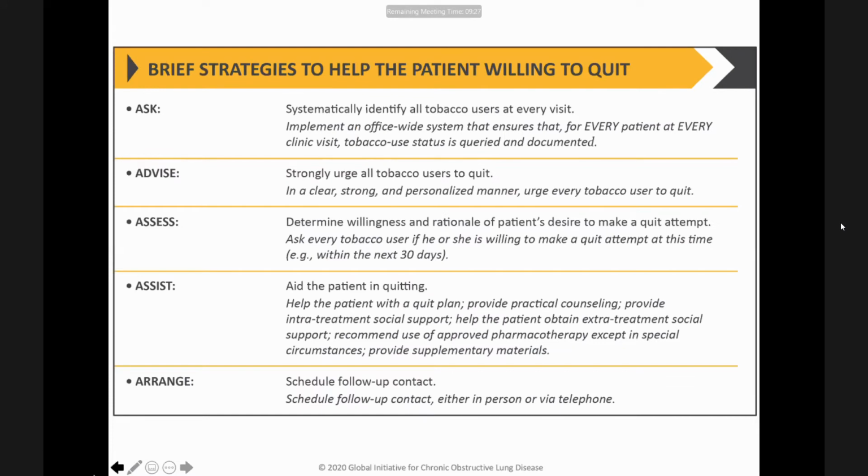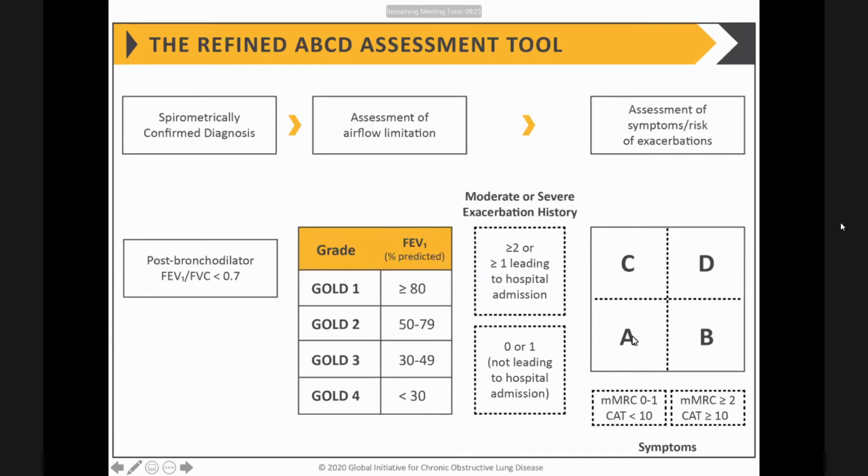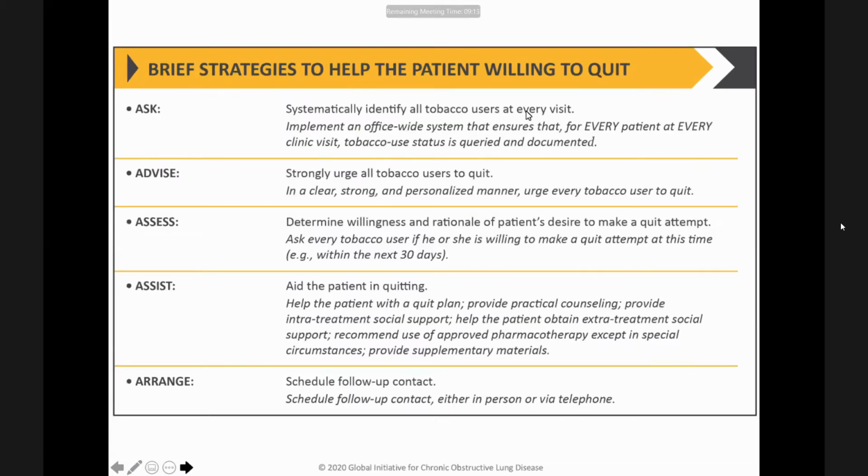So why is this important? Because for A the treatment protocol is different, for B the treatment protocol is different, for C it is different, and for D the treatment protocol is different. So that will come on the coming slides.